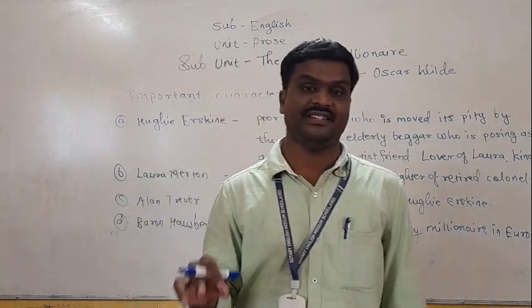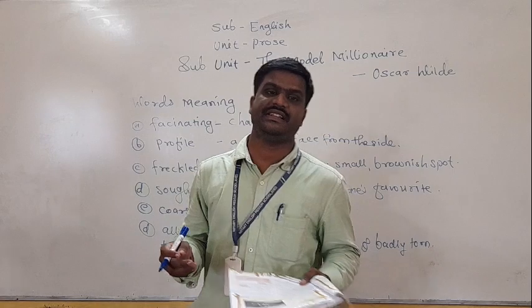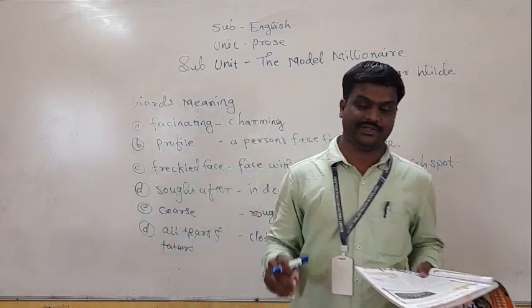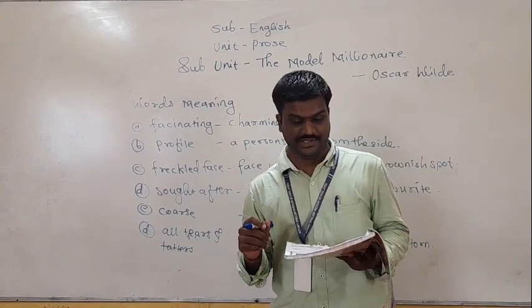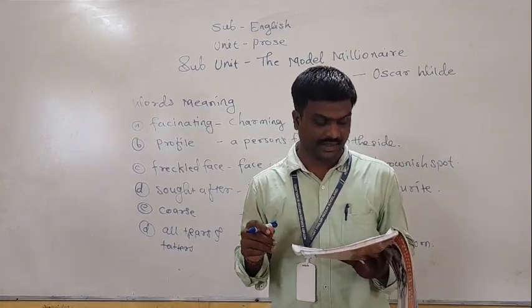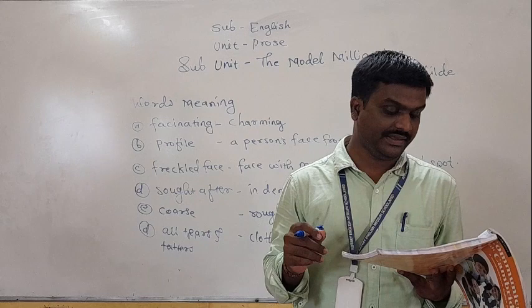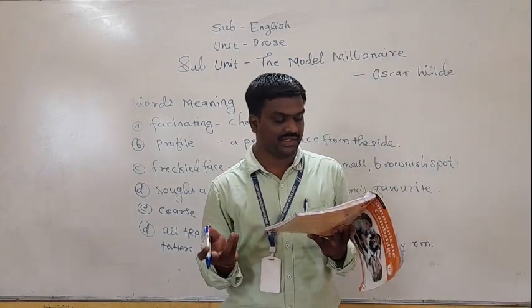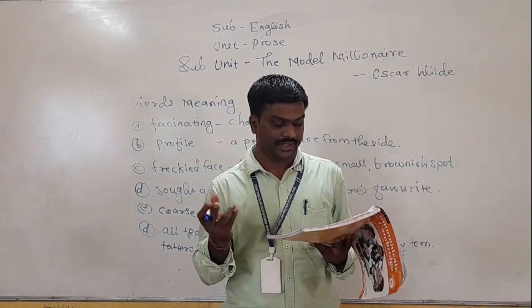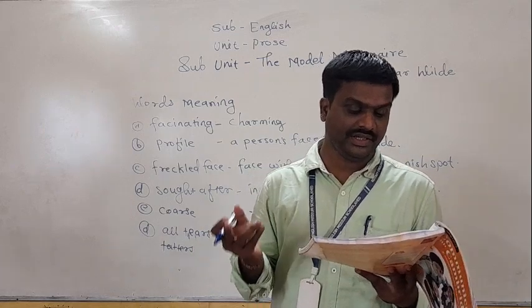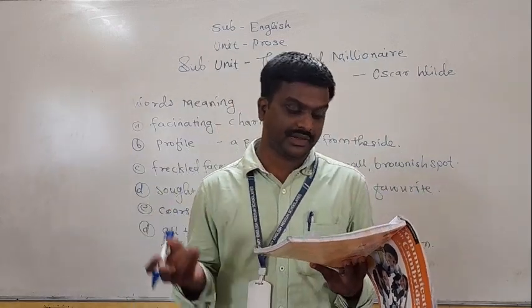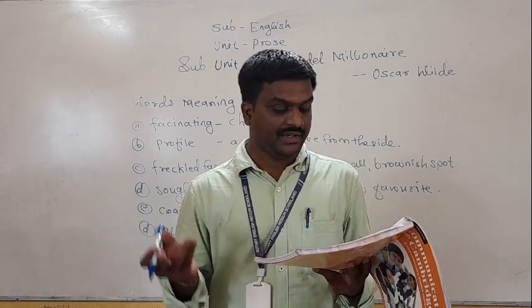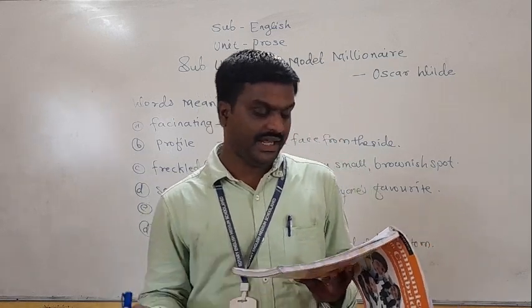So friends, let's discuss in detail. Let's start with what is given in this story. The first paragraph, we start. The Model Millionaire, Oscar Wilde. Unless one is wealthy, there is no use in being a charming fellow. It is better to have a permanent income than to be fascinating. These are great truths of modern life, which Hughie Erskine never realized.